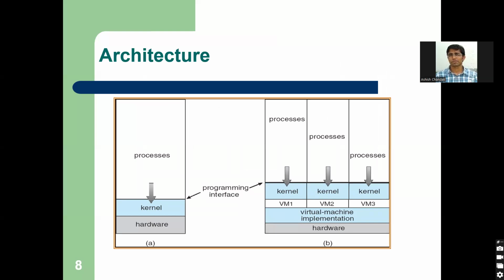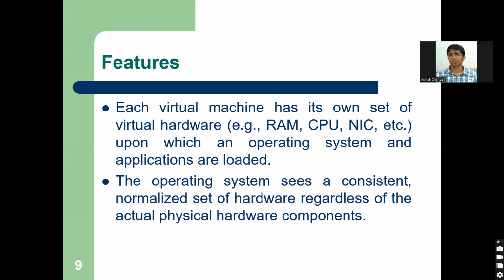So this is the architecture. First of all, there is hardware. Above hardware, there is OS, then there is virtual machine, and above virtual machine, there are kernels. So each virtual machine has the same sort of hardware. RAM is available, NIC is available. So each virtual machine has its own processor.